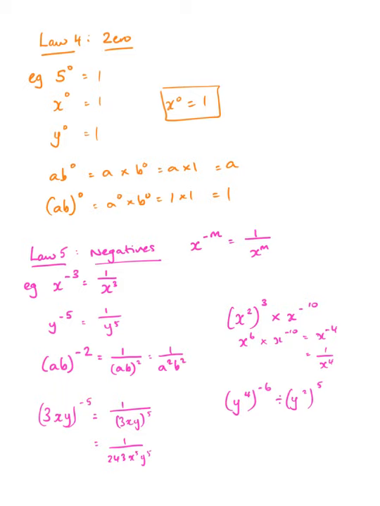y to the 4 to the minus 6 is y to the minus 24. Now dividing that by y to the 10, again I'm using those brackets, now I've got to divide it to minus, so that's y to the minus 34, which if we needed to put it as a fraction is 1 over y to the power of 34.